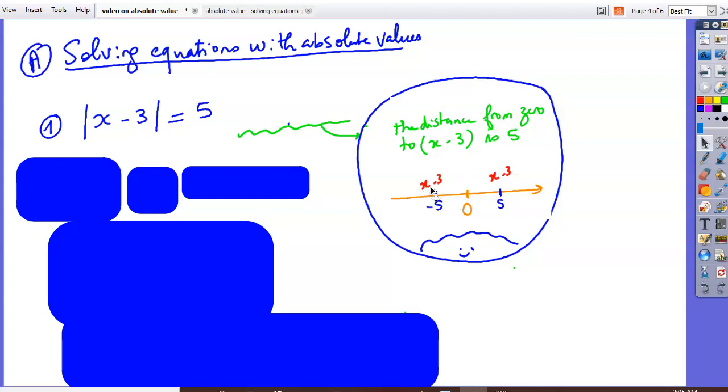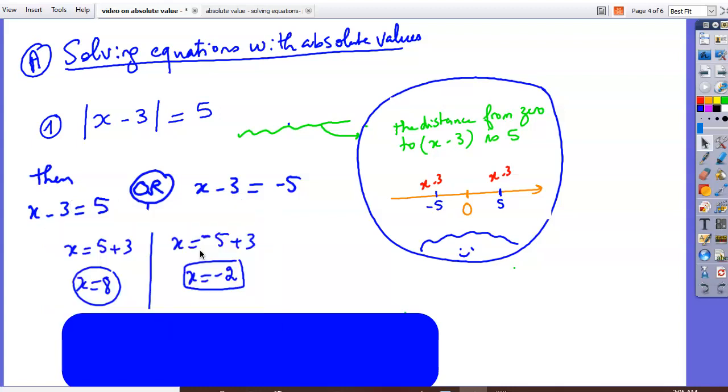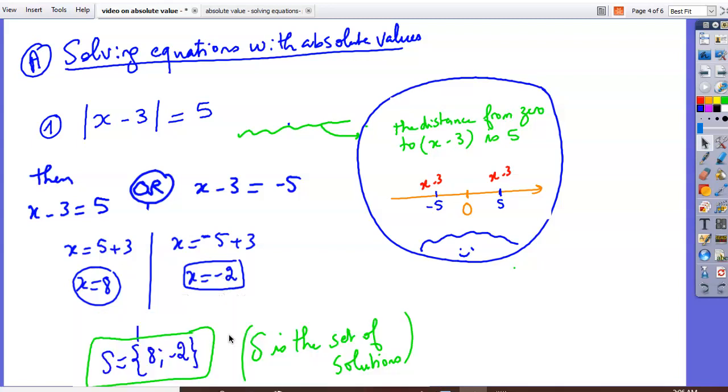So the quantity x minus 3 can be placed at two values, at -5 or at 5, and this is why we have two possibilities. The x minus 3 is equal to 5, or the x minus 3 is equal to -5. And then we have to solve two equations. The first one will lead to x is equal to 8, and the second one will lead to x is equal to -2. And therefore this equation has two solutions, which are 8 and -2.